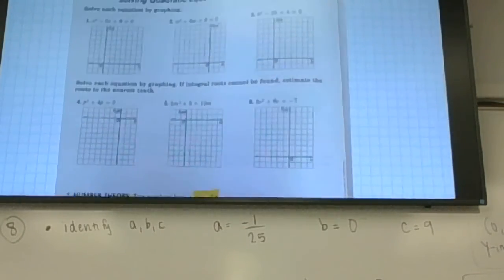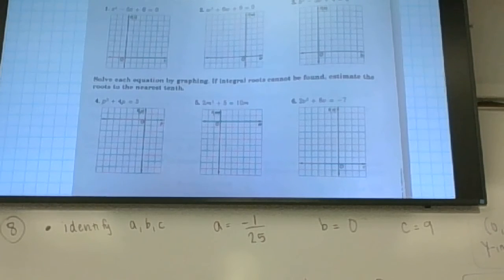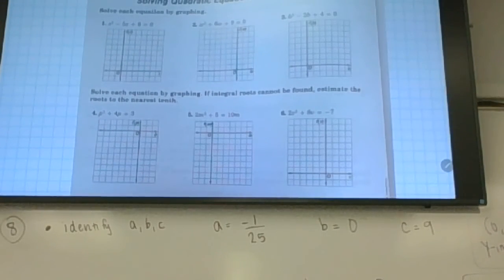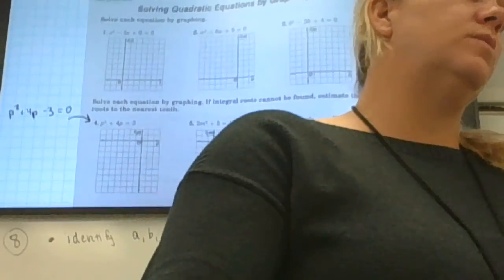So your assignment as you move forward is the same page, numbers 1 through 4. I'm gonna go ahead and rewrite number 4 for you. It's p squared plus 4p minus 3 equals 0. I want you guys to be quiet for the end of class. Let people who are motivated work.